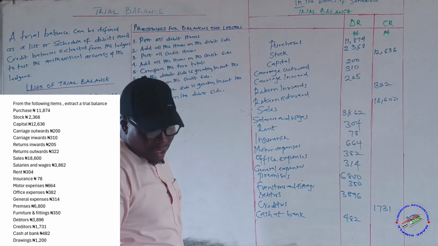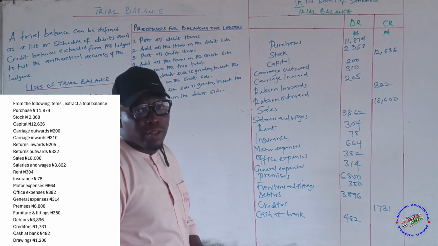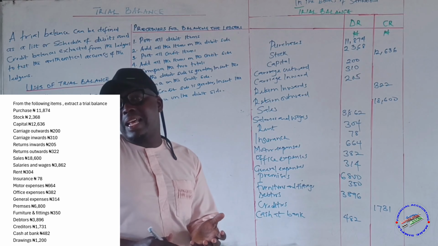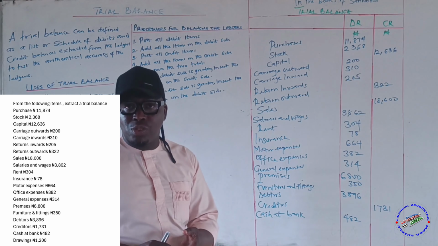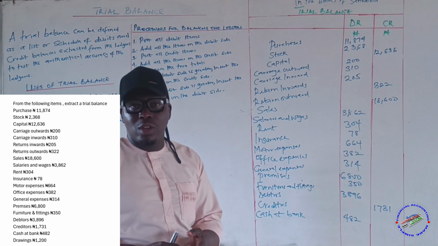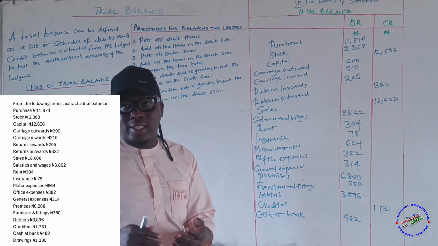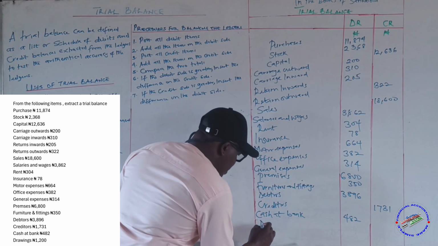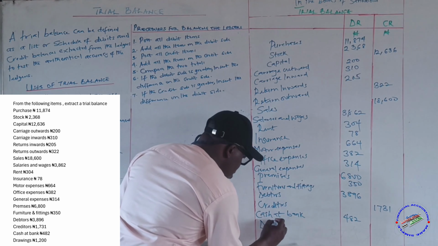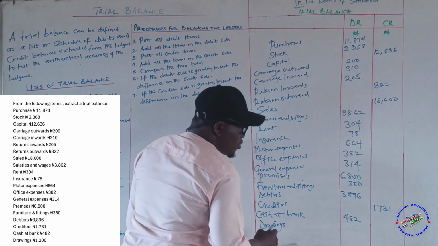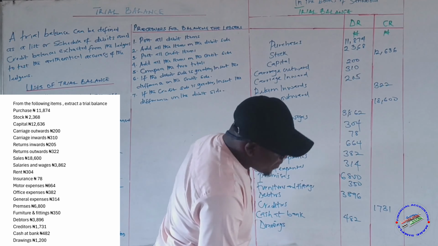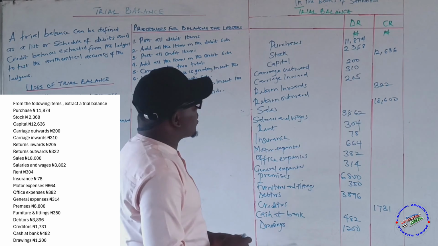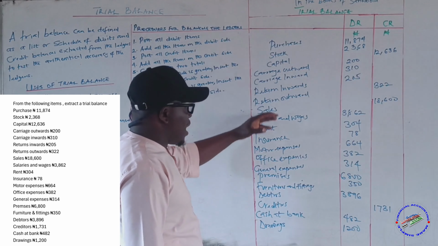And the last but not the least is drawings. Drawings are those things we are taking from our business. It can either be cash or goods. Irrespective of what it is, drawings is one part of the expenses. So we have drawings with a debit balance of 1,200.